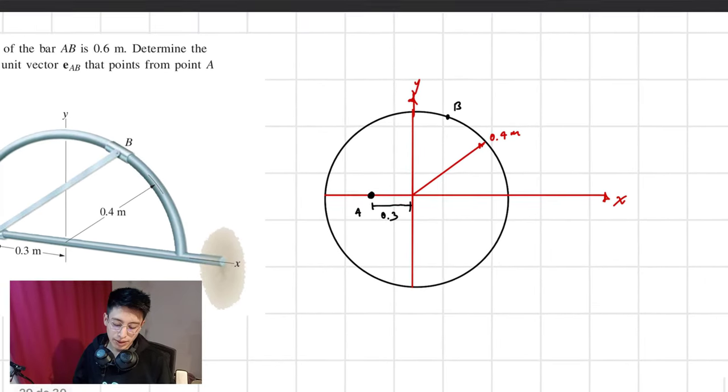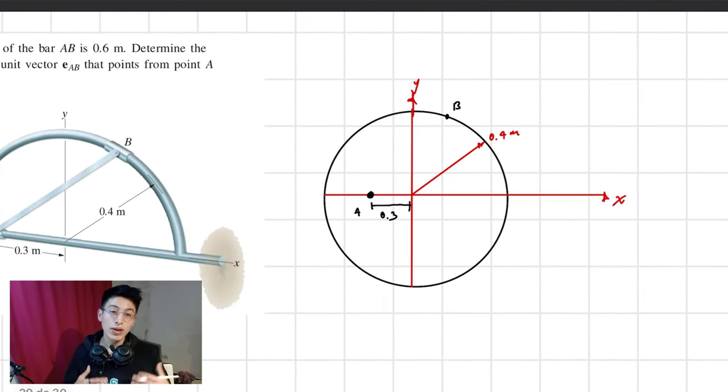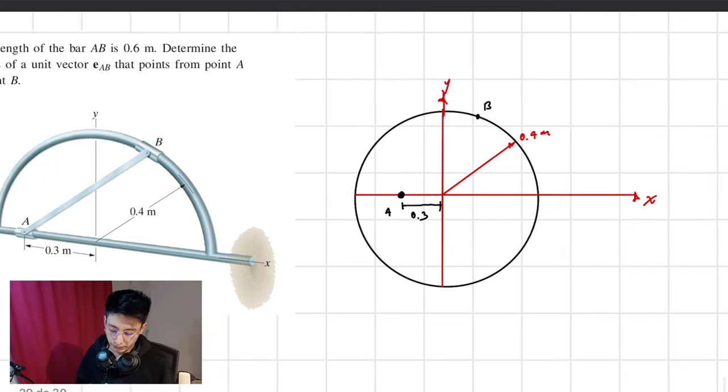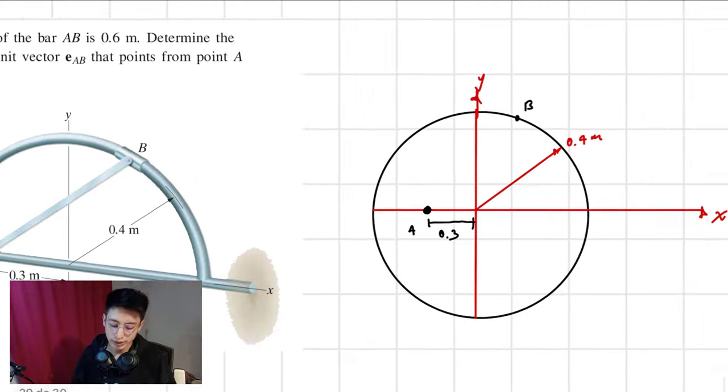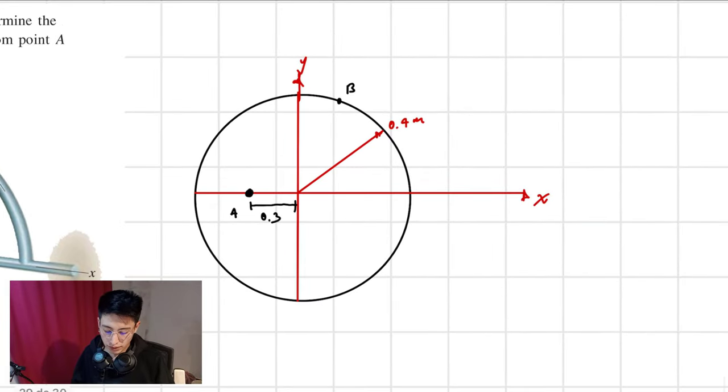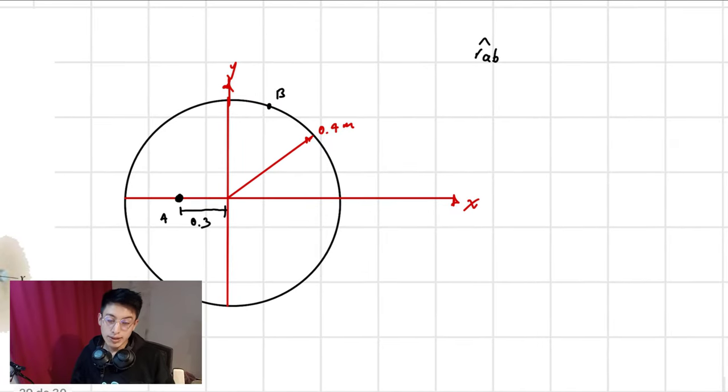All right. Now, the exercise is asking for the unit vector of the vector RAB. I don't like to use this nomenclature, guys. I'm going to rewrite this as RAB with a little hat above it. Right? Something like this. RAB. Because that is the nomenclature that I'm used to.